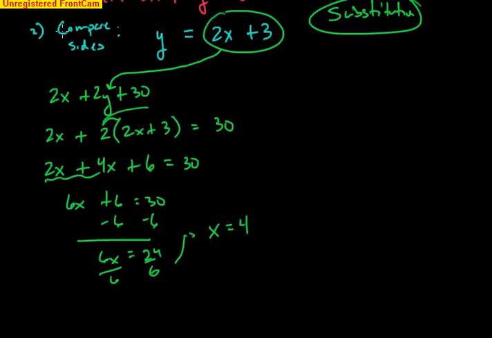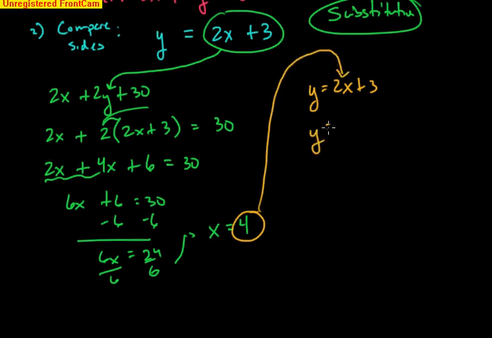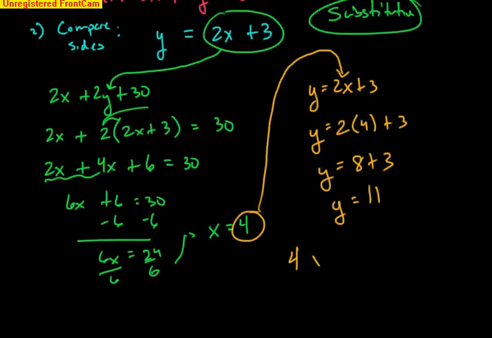Now, to find the width, or y, I'm going to recopy that equation, y equals 2x plus 3. That's the equation that was solved for earlier. This x value is going to go in for x, right there. y equals 2 times 4 plus 3. y equals 8 plus 3. y equals 11. So this rectangle has a length of 4 and a width of 11. 4 by 11.